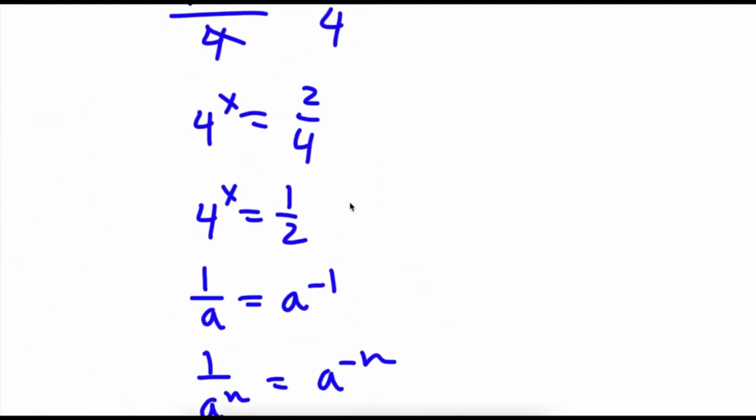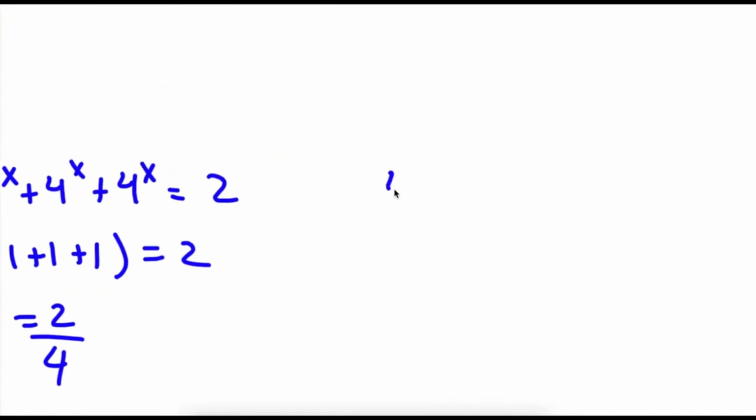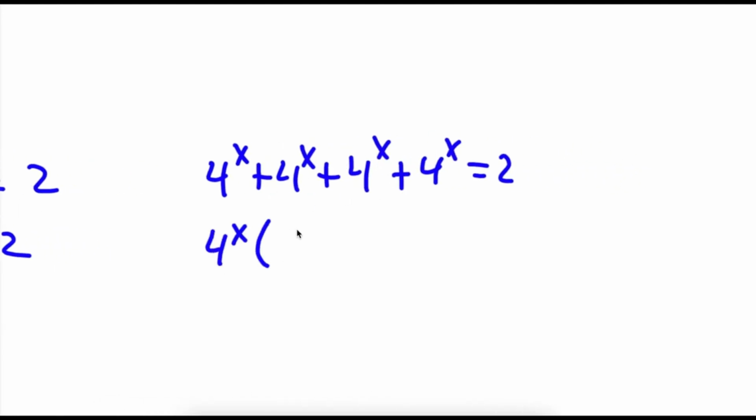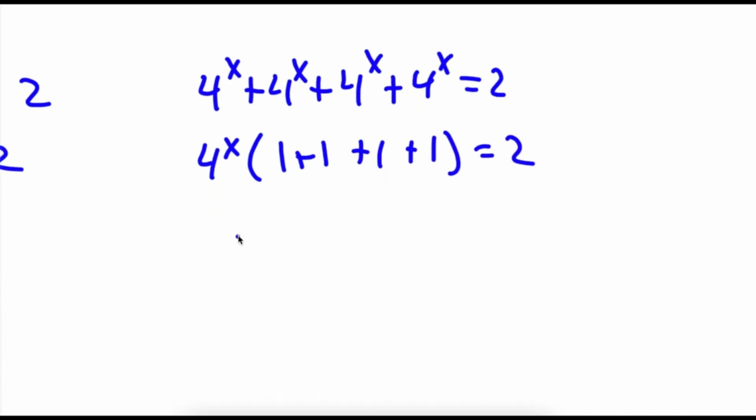Now, another method of solving this is, remember, we started with 4 to the power of x plus 4 to the power of x plus 4 to the power of x plus 4 to the power of x is equal to 2. So I'll first factor out 4 to the power of x. So now I have 4 to the power of x times (1 plus 1 plus 1 plus 1) is equal to 2. Simplifying the parentheses, I get 4 to the power of x times 4 is equal to 2.